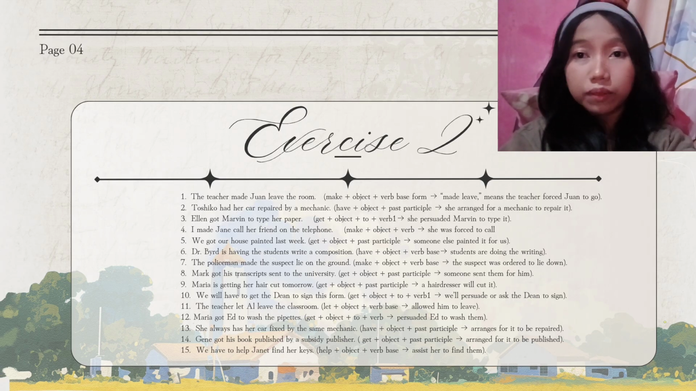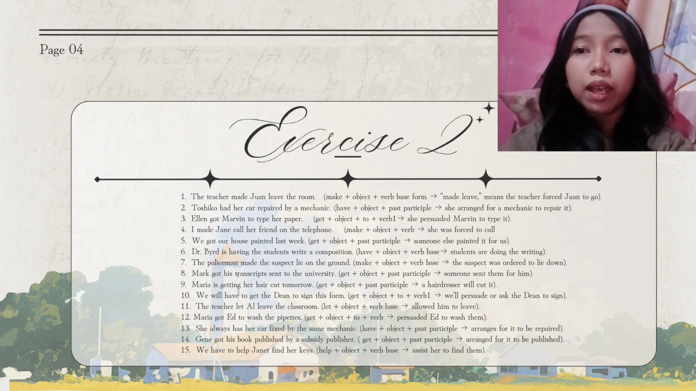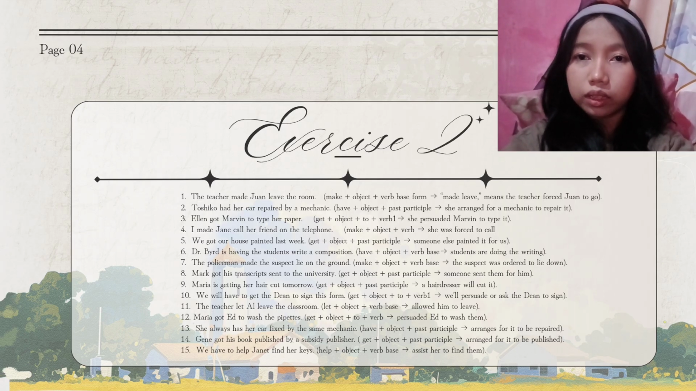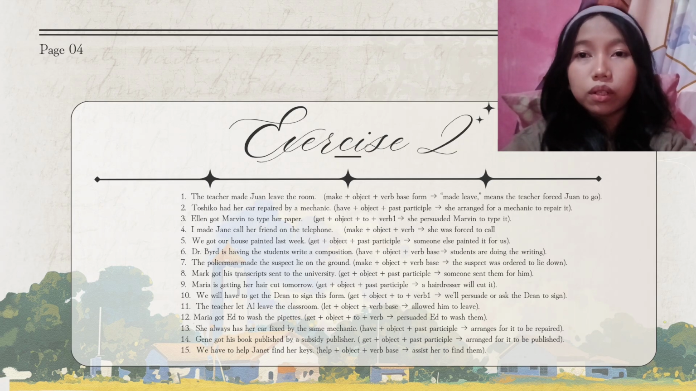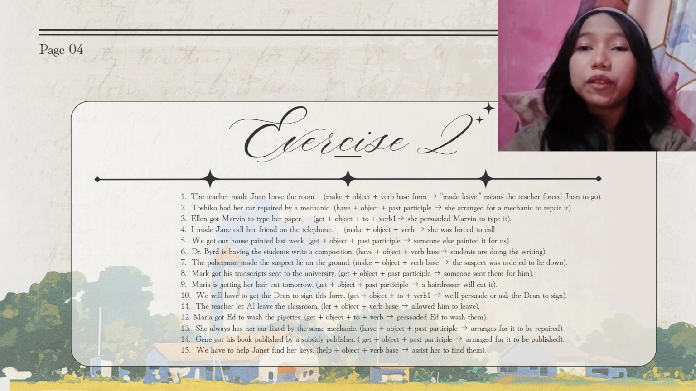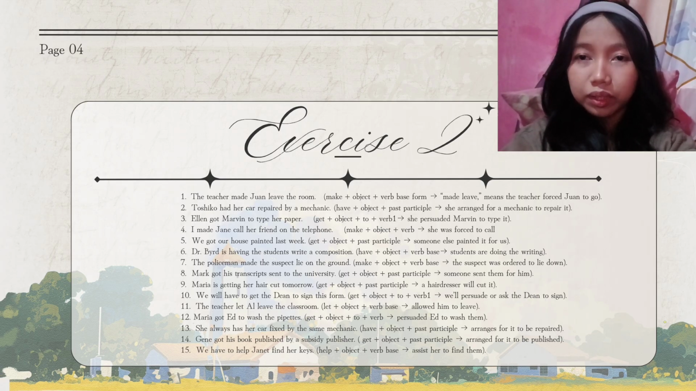The answer for number 7. The policeman made a suspect lie on the ground. The structure of the sentence is make plus object plus verb 1. Made again expresses force or command. The police officer forced the suspect to lie down. After made, the verb is always in base form, not to lie or lied. Meaning, the policeman forced the suspect to lie on the ground.